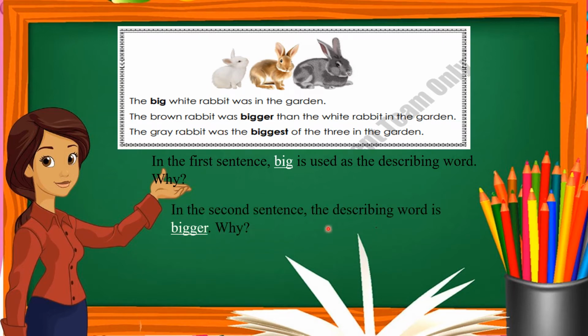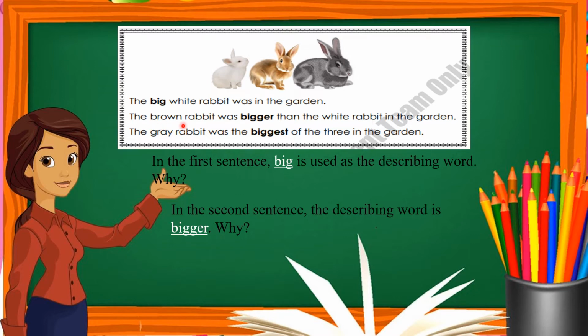And in the second sentence, the describing word is bigger. Why do we use bigger in the second sentence here? The brown rabbit was bigger than the white rabbit in the garden. Why do we use bigger? Okay, take note. How many rabbits are being described in the second sentence? Yes, very good.